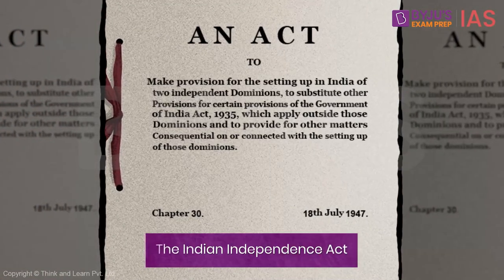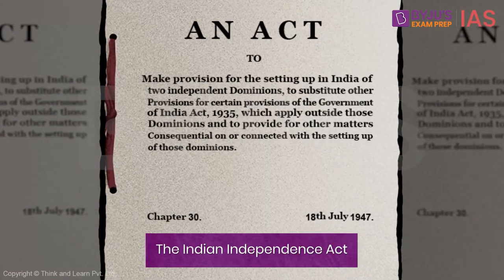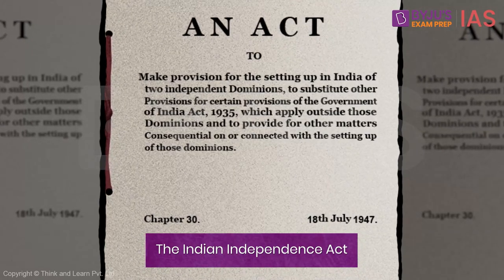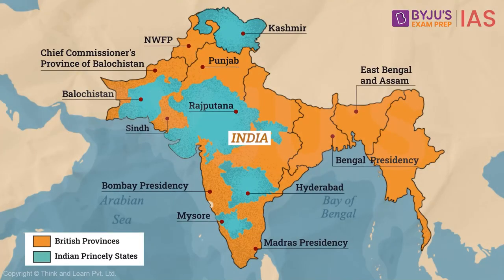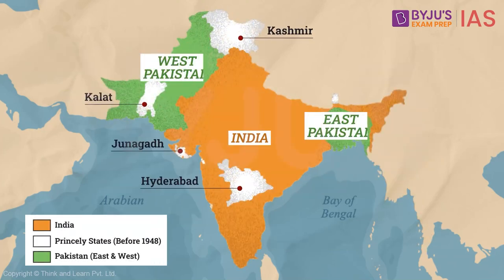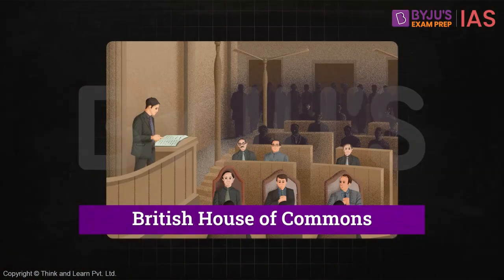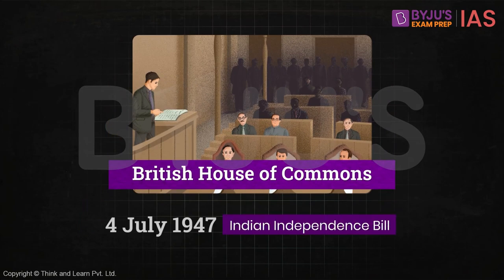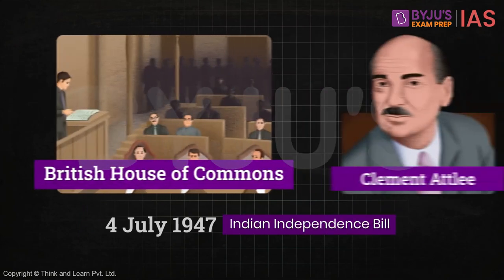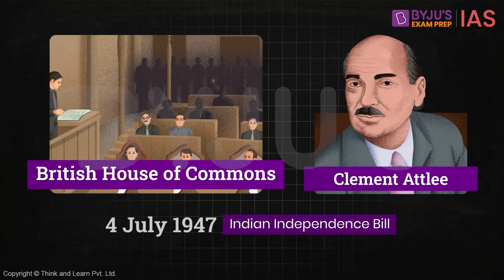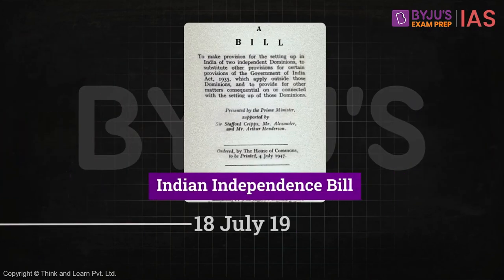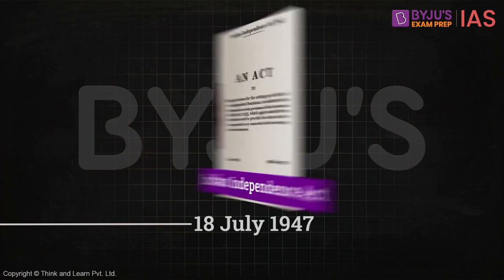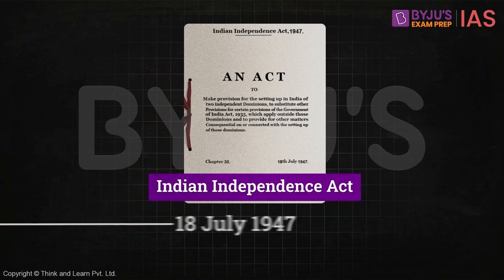The Indian Independence Act was a moment of monumental importance in Indian history. This was the act which partitioned British India into two dominions, India and Pakistan. The act was first introduced in the British House of Commons on 4 July 1947 as the Indian Independence Bill by the Labour government of Clement Attlee. The bill received royal assent on 18 July 1947, thereby becoming an act.